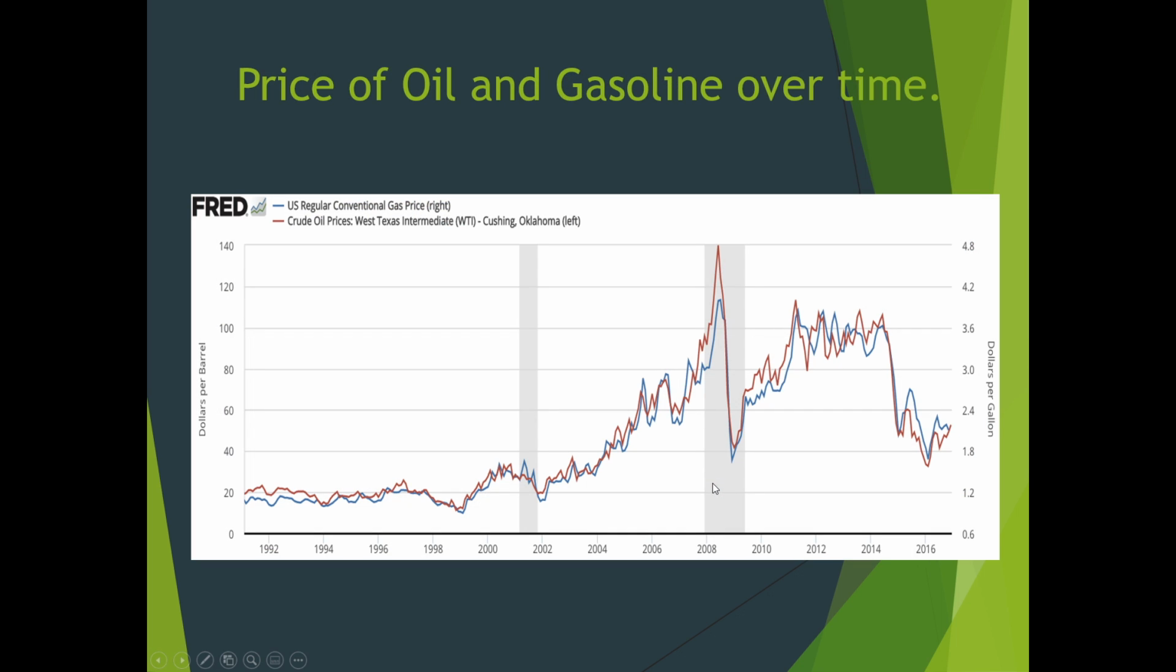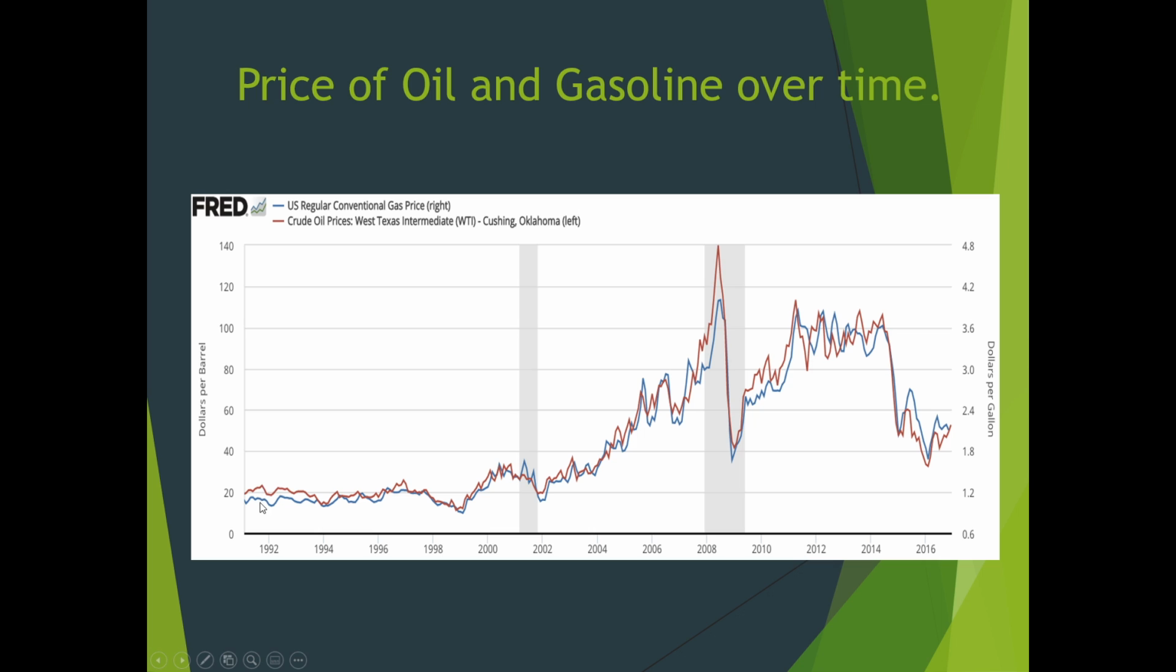Okay. The price of oil and gasoline over time. So as you can see, the price of oil and gasoline kind of stayed consistent. So the price of gas will be over here. So it's $1 a gallon, $1.80, 2.40, 3.50, all the way up to 4.80. And over here is the price of a barrel of oil: 20, 40, 60, 80, 100. And this is the time frame.